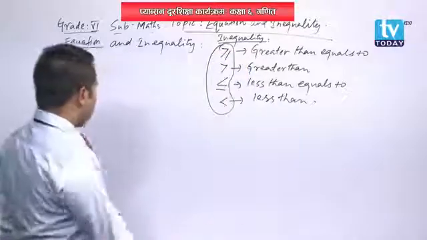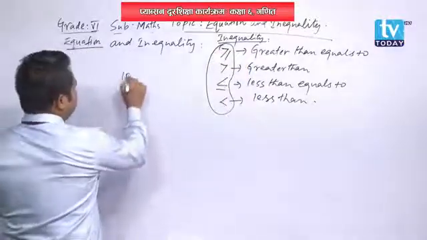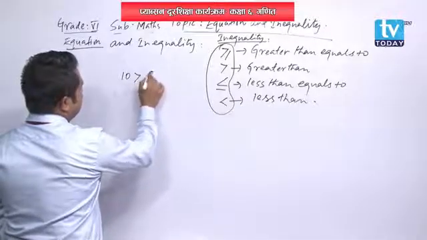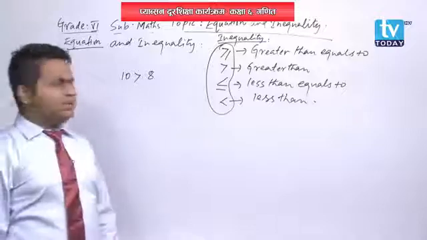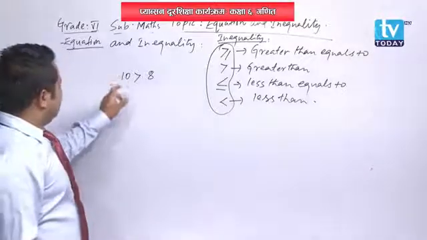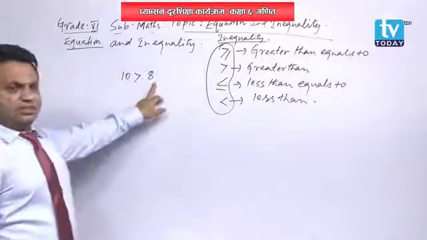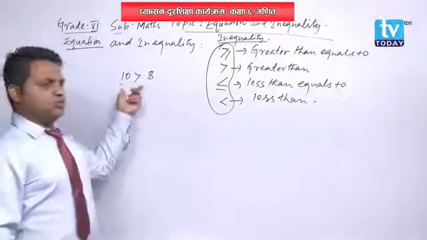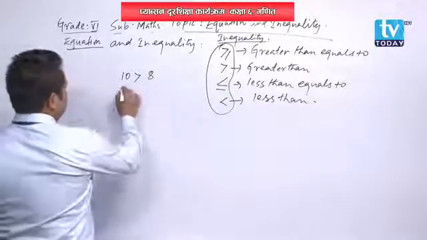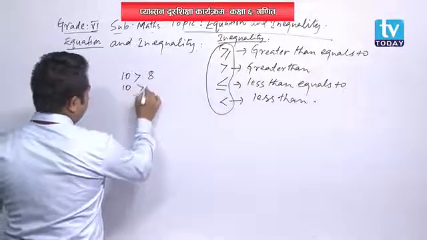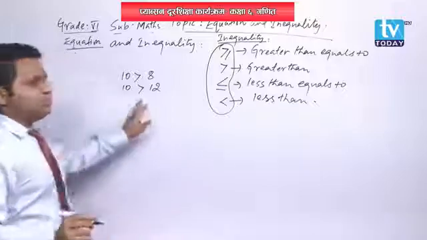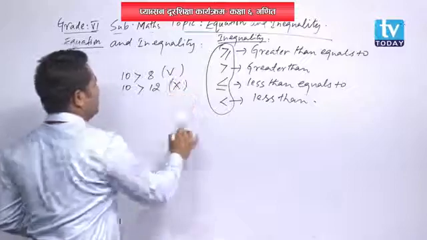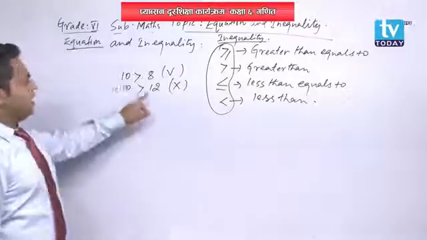Okay, now here, 10 is greater than 8. Is this true or false? Please check here. 10 is greater than 8. So this is true. Suppose I write 10 is greater than 12. This is false, which cannot be true because 10 cannot be greater than 12.